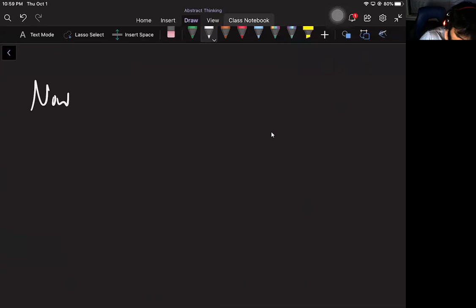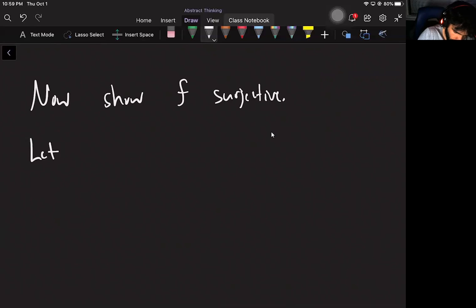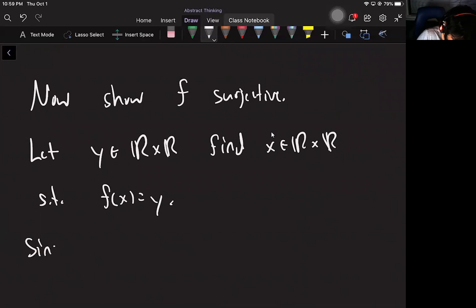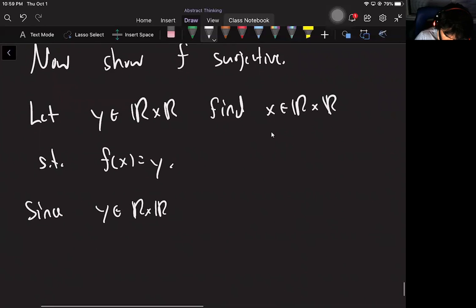But when we want to show f is surjective, it's a little bit harder. I want to let something be in the codomain. Then I've got to find something in the domain such that when I plug it in, it gets me to that element. So again, we're talking about coordinates. Since y is in R cross R, I can say a little bit more about it before I proceed. y actually just looks like some a comma b.